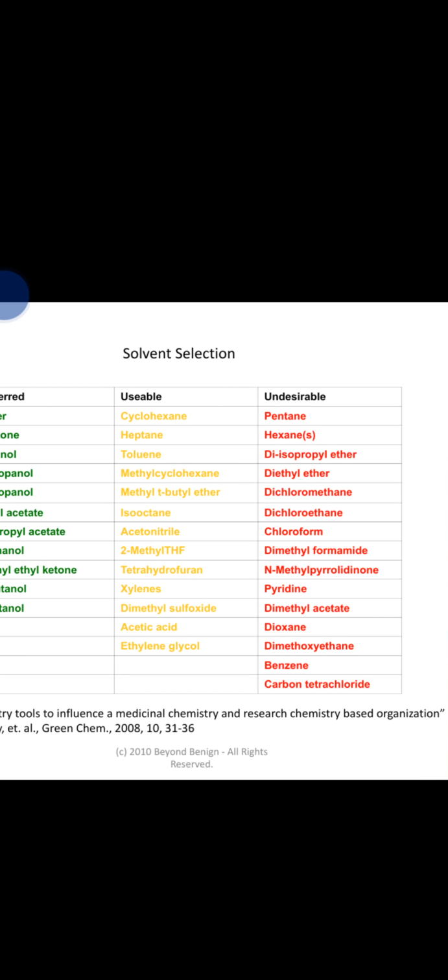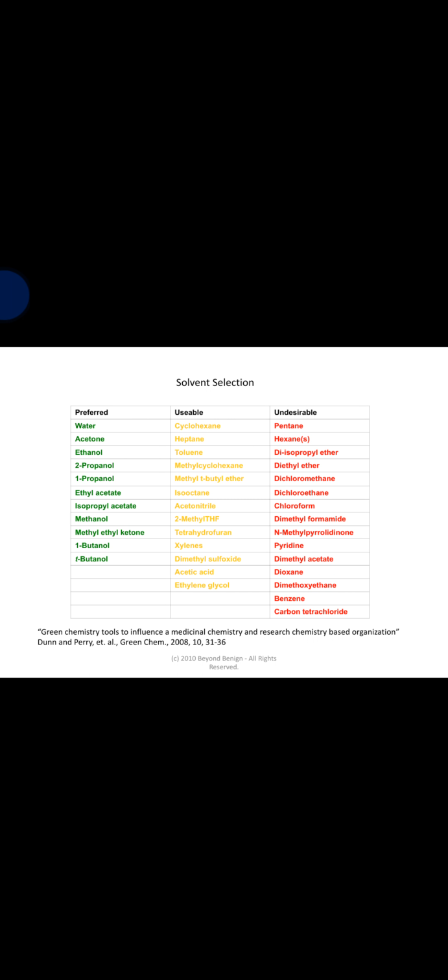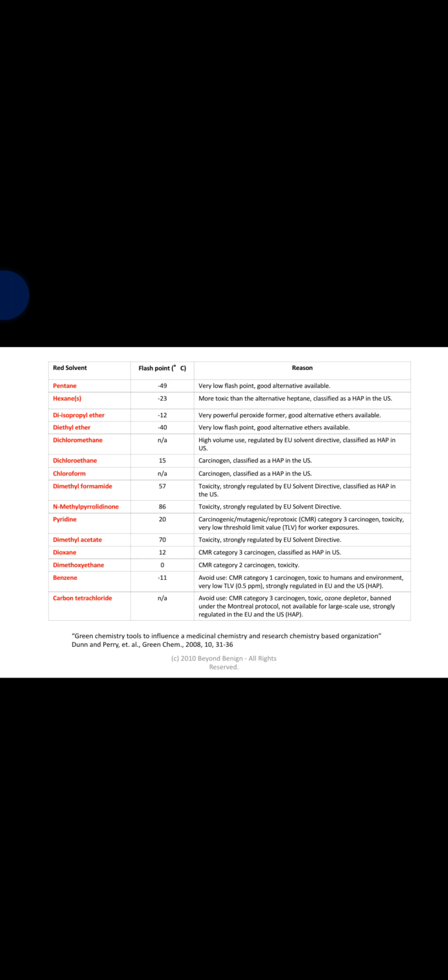And then the undesirable solvents are shown in red color: pentane, hexane, pyridine, dioxane, benzene, etc. These solvents are very harmful to the atmosphere and cause environmental pollution. They are harmful to all organisms. So we can use usable solvents like cyclohexane, heptane, and toluene instead of these undesirable solvents.